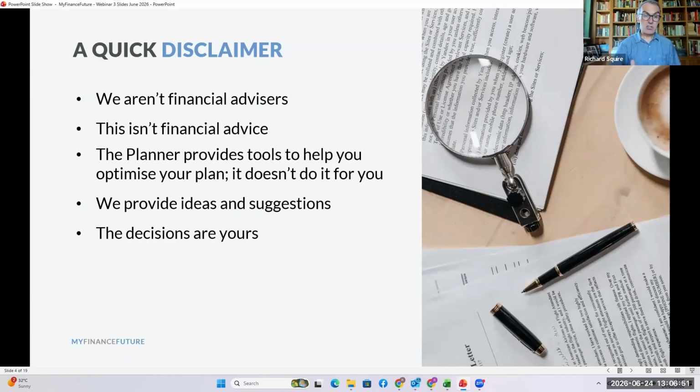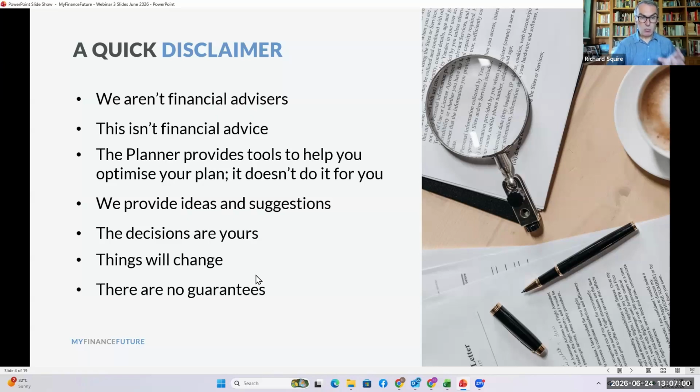We provide ideas and suggestions, but the decisions in the end are yours, to take through and execute your plan. Things will change, so the decisions you make now may not be optimal for you looking backwards with hindsight in 30 years' time. So you have to take those factors into account, and there are no guarantees about what changes will happen in the future. That said, planning is a very valuable tool, and you can make a big difference to your outcome. So there's a balance to be drawn around it.